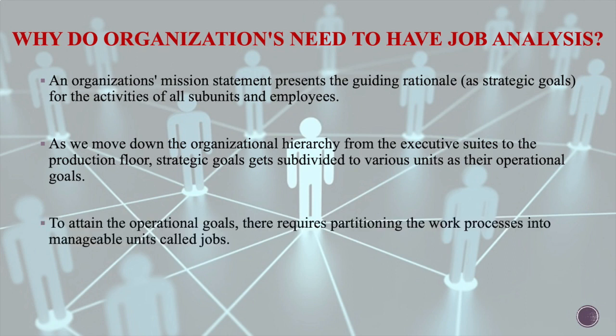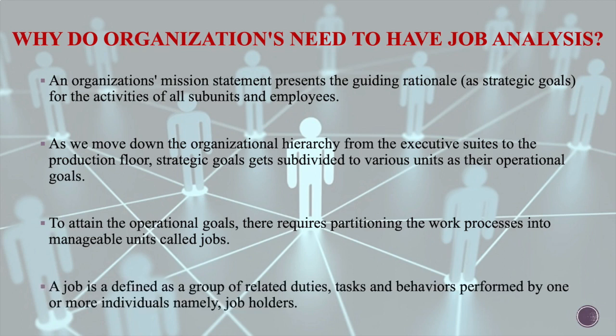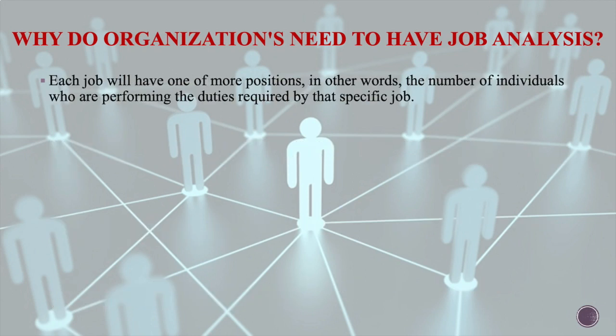To attain the operational goals, it requires partitioning the work processes into manageable units, and those manageable units are called jobs. So what is a job? A job is basically defined as a group of related duties, tasks, and behaviors that are performed by one or more individuals, namely job holders. Each job will have one or more positions. In other words, the number of individuals who are performing the duties required by that specific job.